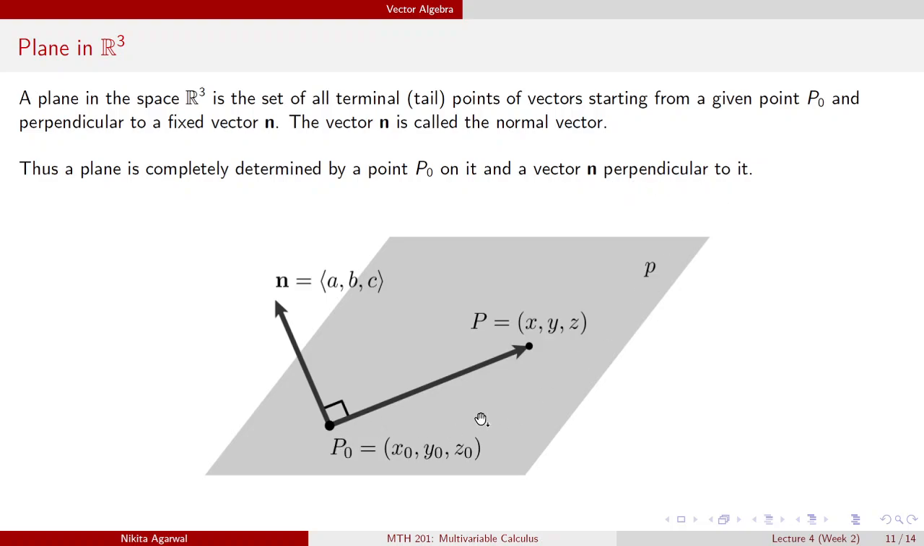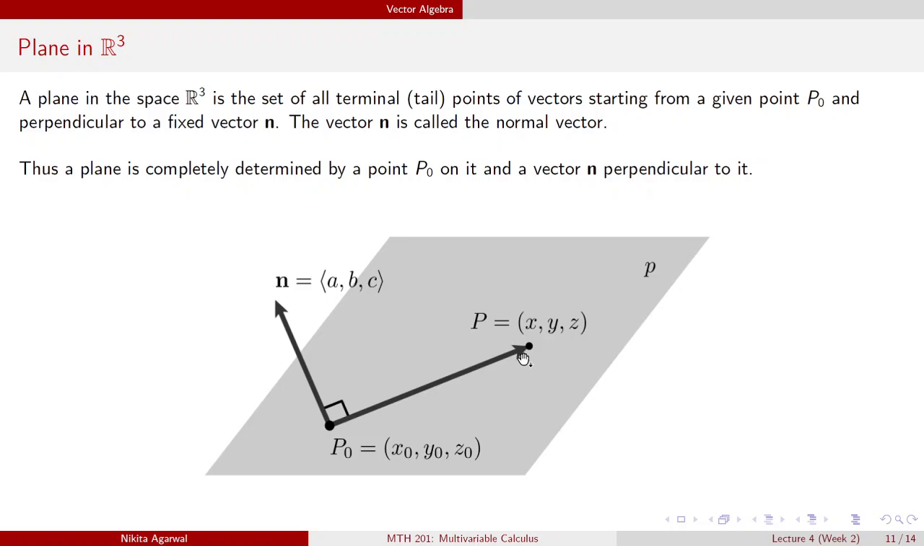So, let us look at this picture. Let us fix this point P naught on the floor and take a perpendicular along the height. So, the question is, if you have a point and a perpendicular, what are all the points which are perpendicular to it? What are all the tail points of vectors which are perpendicular to it? So in this picture, we have drawn one particular vector which is perpendicular to n.